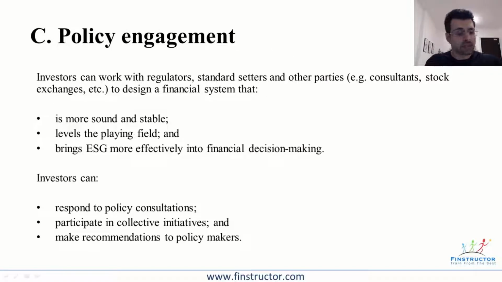And finally, policy engagement is the third way that ESG investing can be done. That is, you work with regulators and standard setters and other parties to help design a financial system that is more sound and stable, levels the playing field, and brings ESG more effectively into financial decision making.